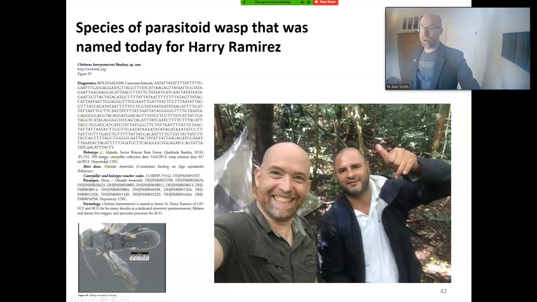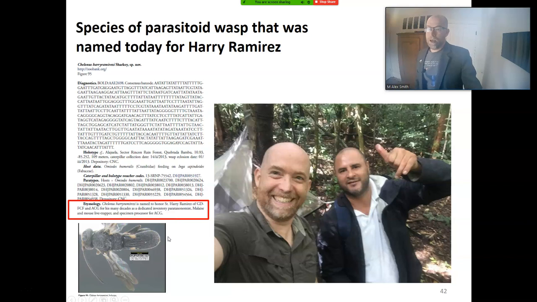Now we've also included other things. The holotype here, the type specimen which that picture is of, came from a particular section of the Rincon de la Vieja, a volcano about 20 kilometers east of where we're standing right there. We have host data about what it emerged from. We have a link to information about that on a collection website. And then there's the etymology. Chilonis harryramirezi is named to honor Senor Harry Ramirez of the Guanacaste Dry Forest Conservation Fund in the Area de Conservación Guanacaste for his many decades as a dedicated inventory parataxonomist, Malaise and mouse live trapper and species processor within the ACG. So it's honoring the work he's done in documenting and preserving the biodiversity of this part of Guanacaste.